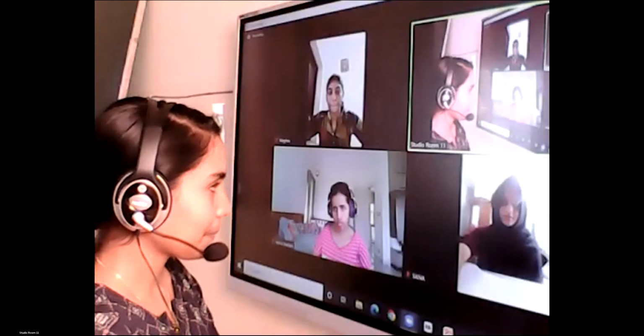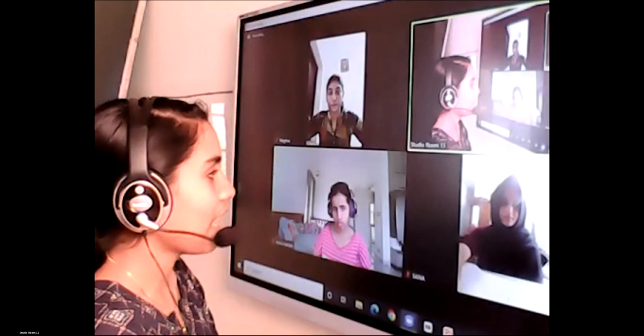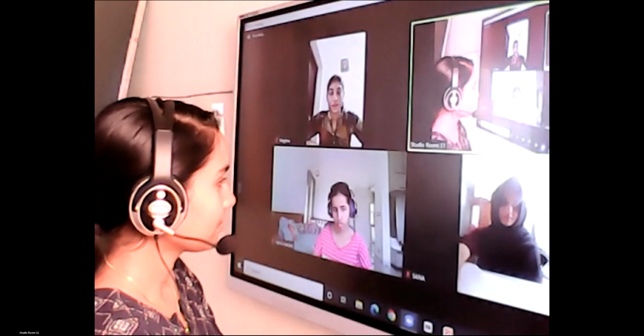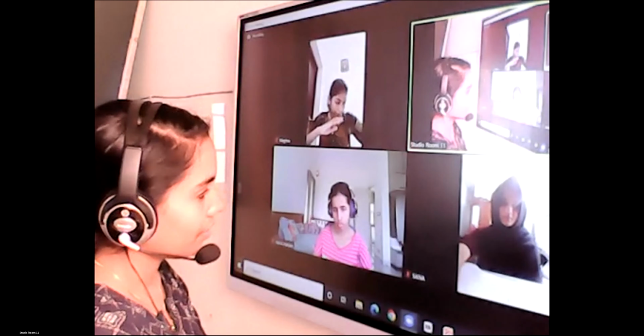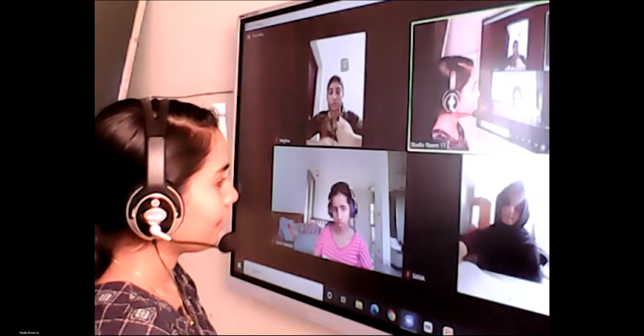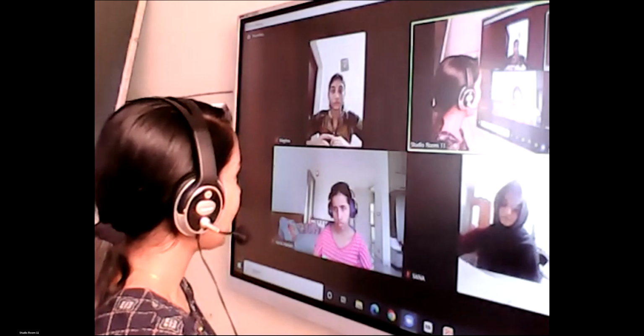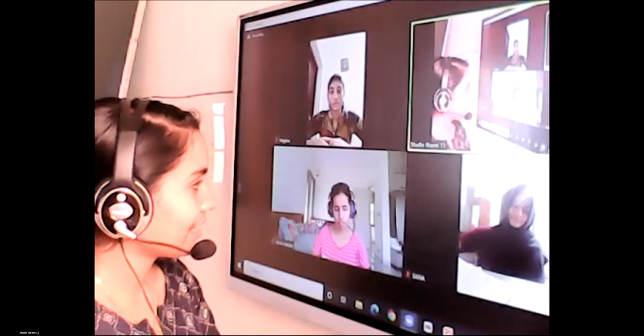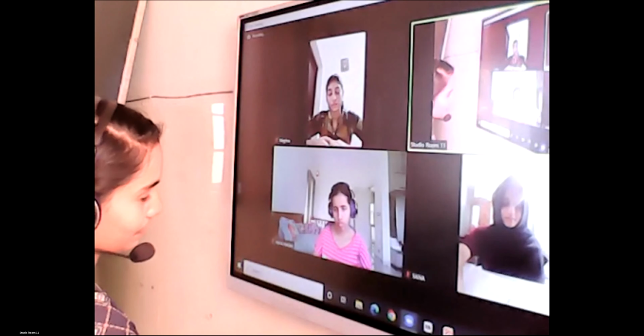The warp beam, cloth beam, harness, heddles, then shuttle and reed. Okay. Harness, heddles, shuttle, reed, warp beam and cloth beam. Sana, repeat. Try it once again. The parts of a loom.